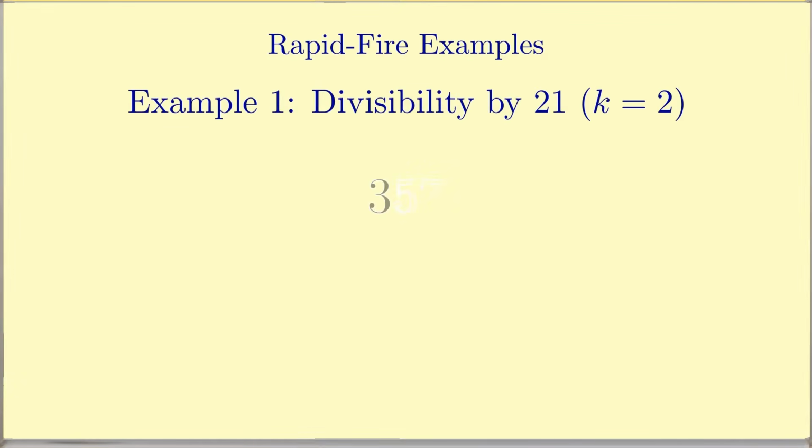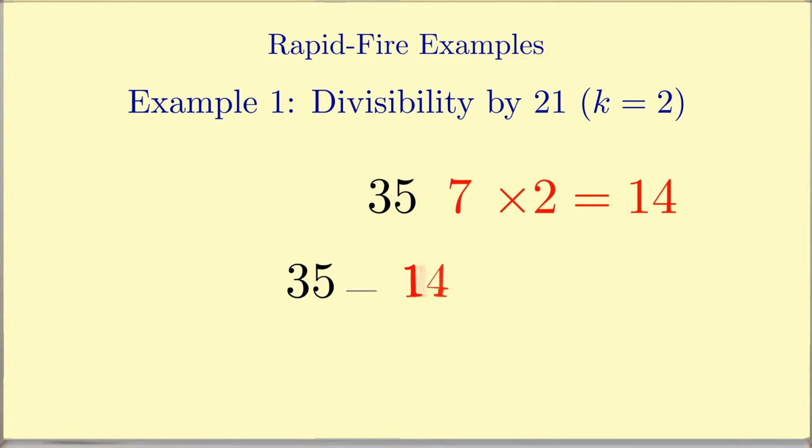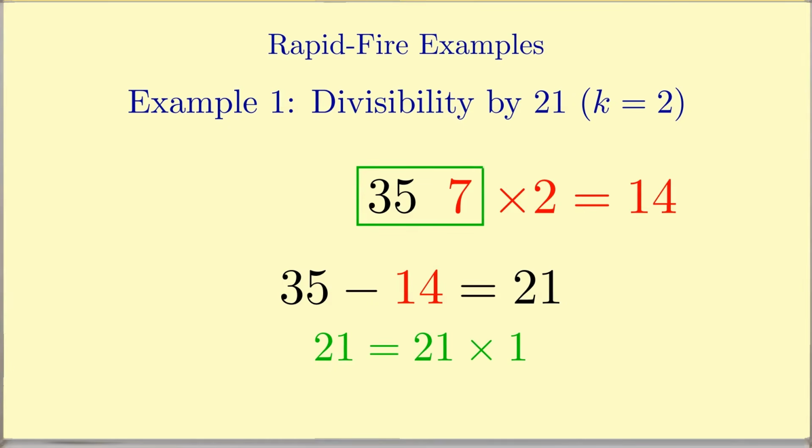Example 1. Divisibility by 21 where k is 2. Let us test the number 357. Our multiplier k is 2. Chop the 7. Multiply by 2 to get 14. Subtract 14 from the remaining 35. 35 minus 14 is 21. Since 21 is obviously a multiple of 21, 357 is perfectly divisible.